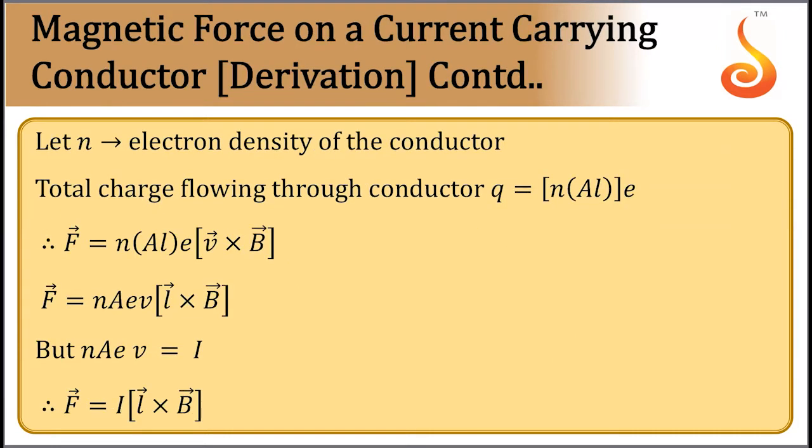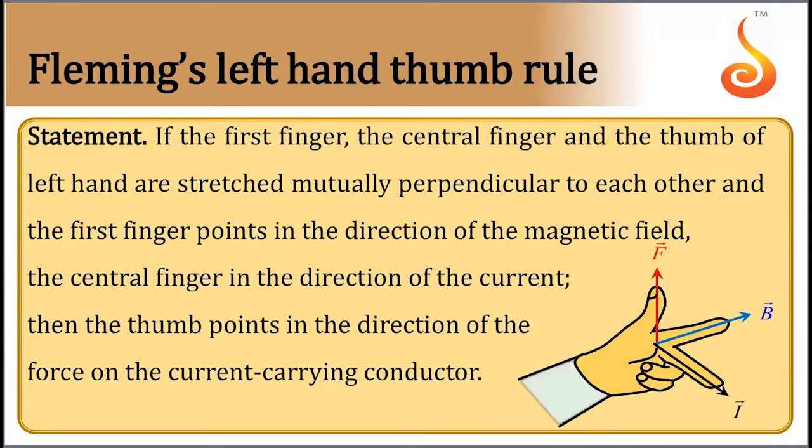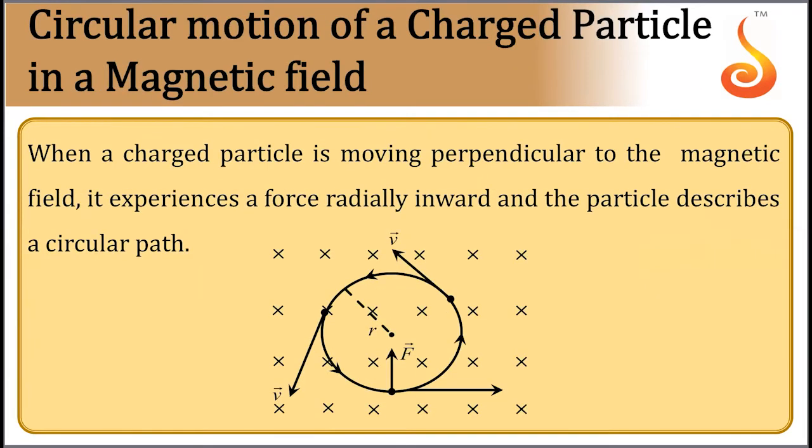So this is the derivation. Derivation is not needed. Coming to Fleming's left-hand rule, this can be extended for a current carrying conductor also. If B is the direction of the magnetic field, that is given by the forefinger, and the middle finger gives you the direction of current in the conductor, then the thumb gives you the direction of force. Make a note of it. We shall move to the next.